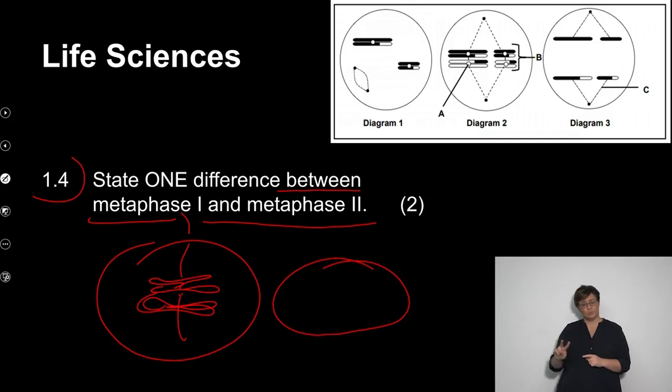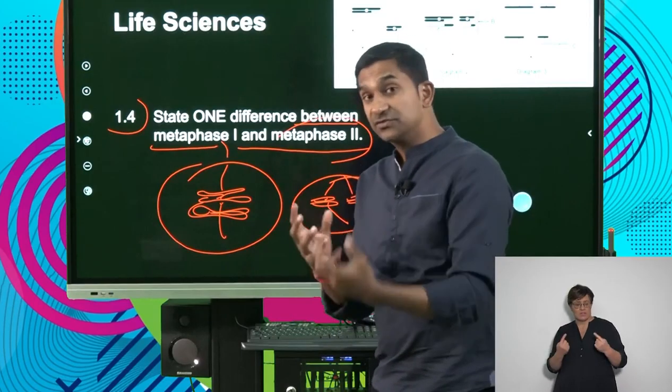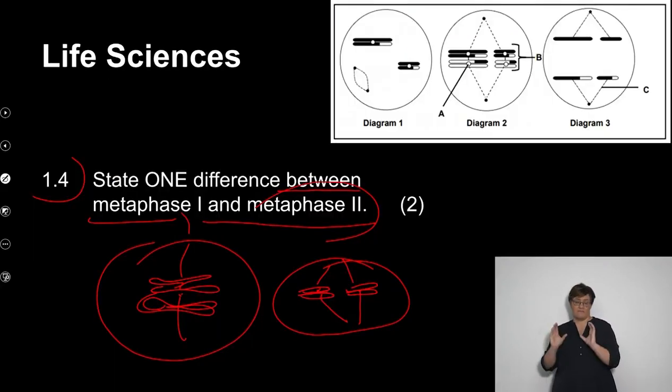However, in metaphase 2, we need to recognize that we no more have pairs of chromosomes. So we have single chromosomes that are meeting along the equator. And so the difference between metaphase 1 is that there's a pair of chromosomes that have met along the equator, whereas in metaphase 2, you now have single chromosomes, one from each of the pair arranged along the equator.